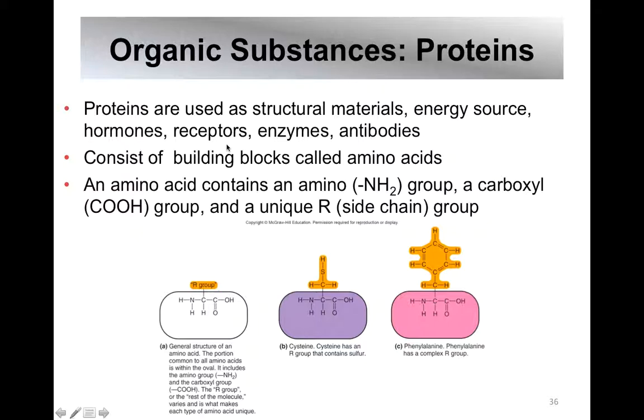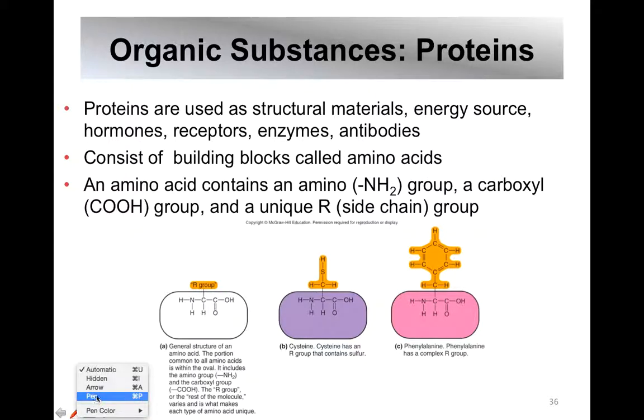Actually, I'm going to stop here. Nope, we'll keep going. So let's go on with proteins. Proteins are used as an energy source. They're building blocks. Their monomers are amino acids.